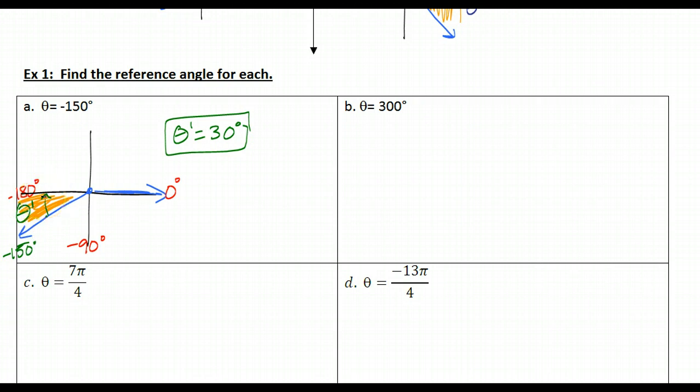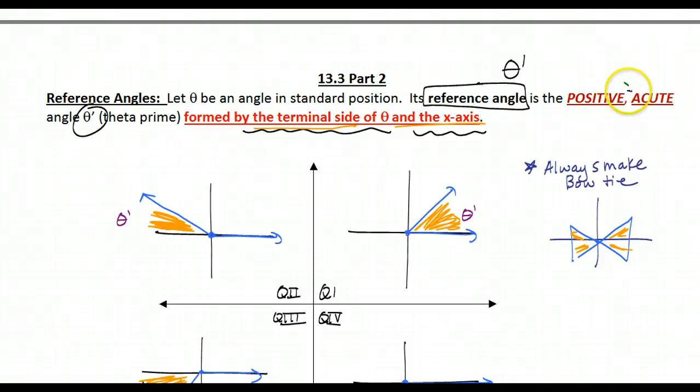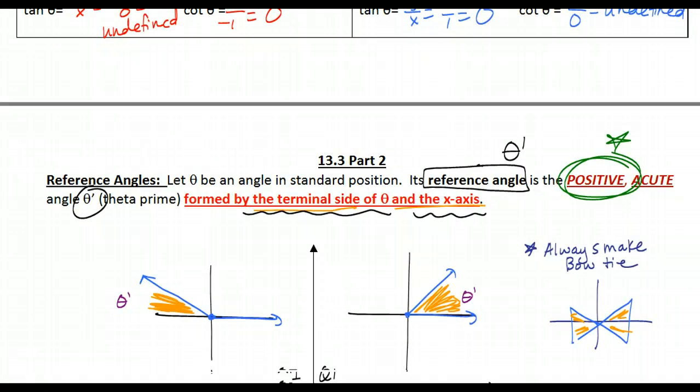And by the way, a reference angle is always positive. It already said that up here, but you might want to put a star by it. A reference angle is always a positive angle.